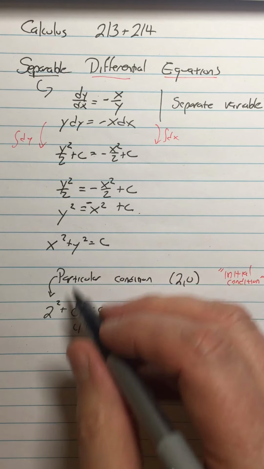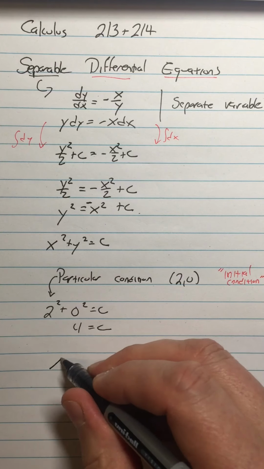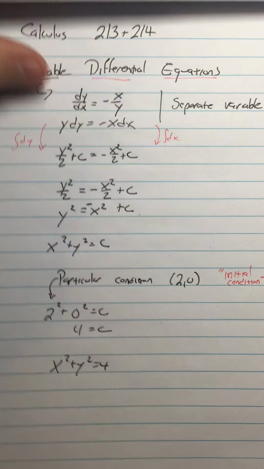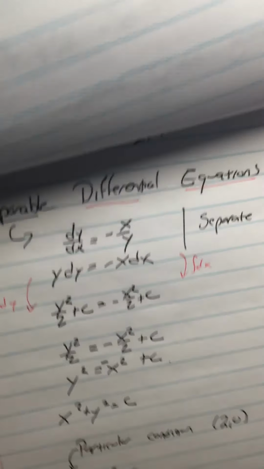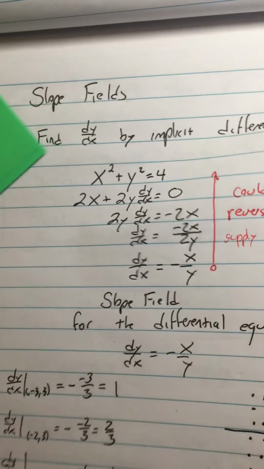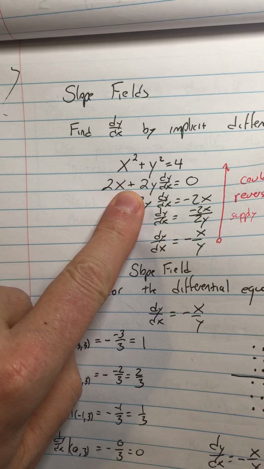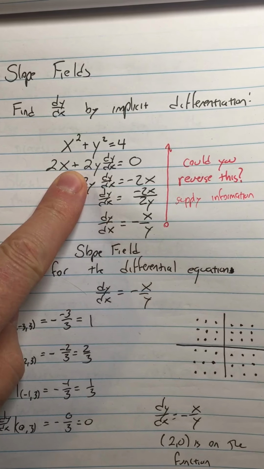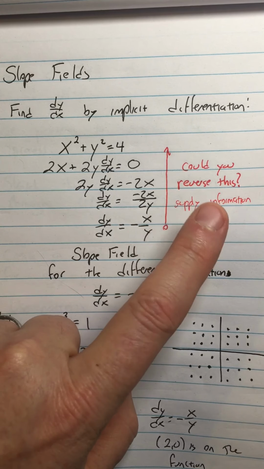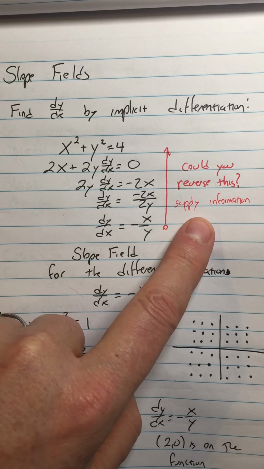And so now I can put that back into my original equation and say my solution is x squared plus y squared equals 4. Now, if we go all the way back to where we started with this, that is in fact the equation we started with. And so our initial question was, could you reverse this? Yes. You would need to supply information.